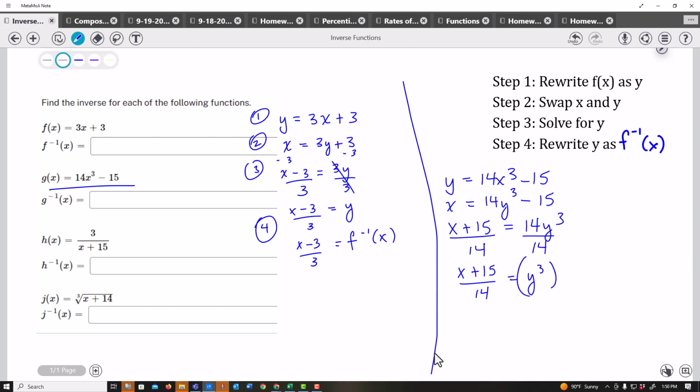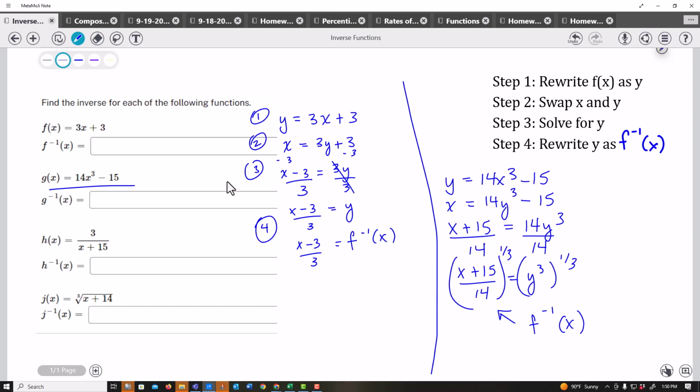I can put this to the 1/3 power to solve for y. So that's my final answer as the inverse. So ((x plus 15) over 14) to the 1/3 power.